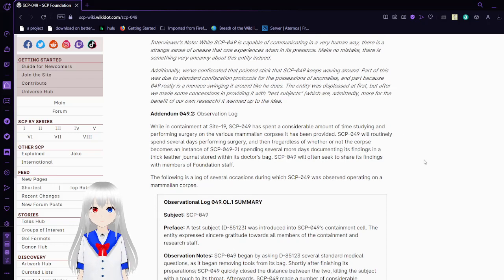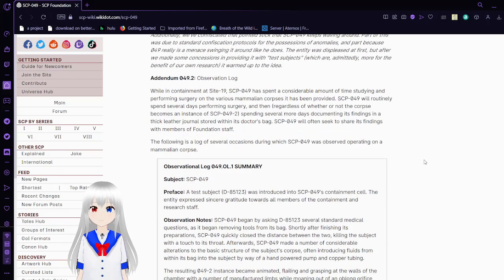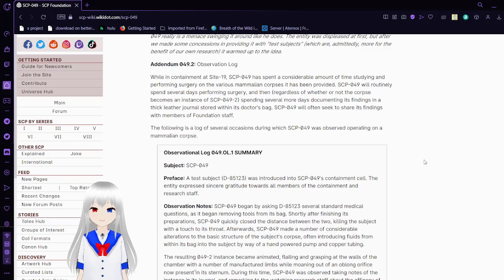Addendum 49-2, Observation Log. While in containment at Site-19, SCP-49 has spent a considerable amount of time studying and performing surgery on the various mammalian corpses it has been provided. SCP-49 will routinely spend several days performing surgery, and then, regardless of whether or not the corpse becomes an instance of SCP-492, spend several more days documenting its findings in a thick letter or journal stored with it in its doctor's bag. SCP-49 will often seek to share its findings with members of Foundation staff.